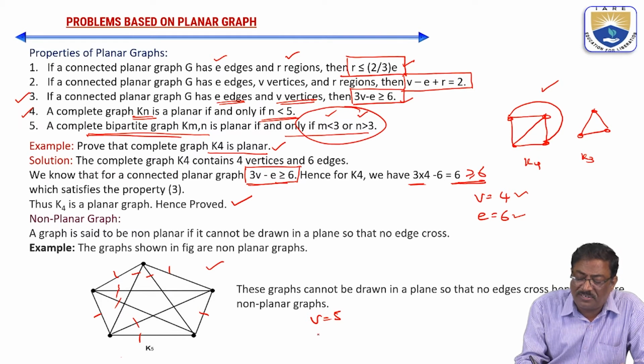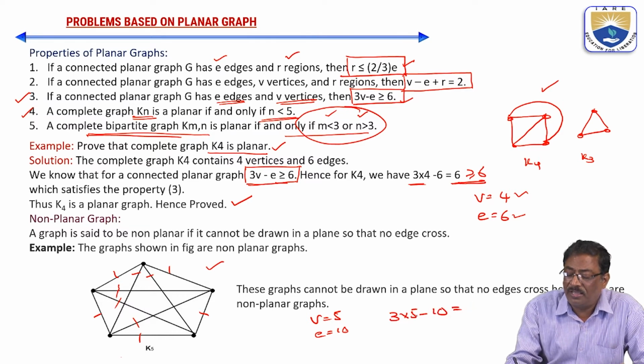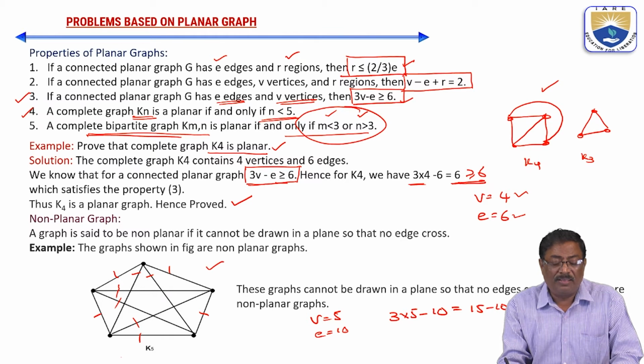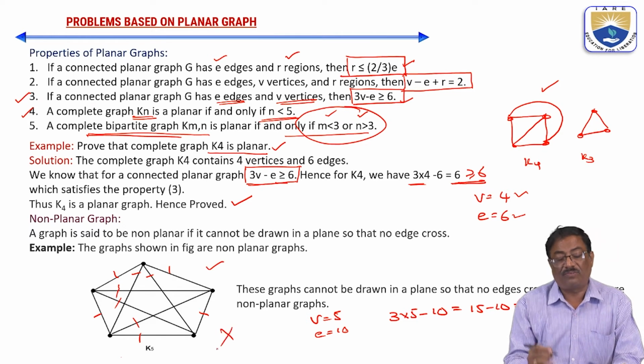So, the number of edges is 10. Then I am going to take 3V minus E, that is 3 into 5 minus 10. So, what am I going to get? 15 minus 10, which is equal to 5. Then, is 5 greater than or equal to 6? That is not true. So, we can say that the given graph is not planar.